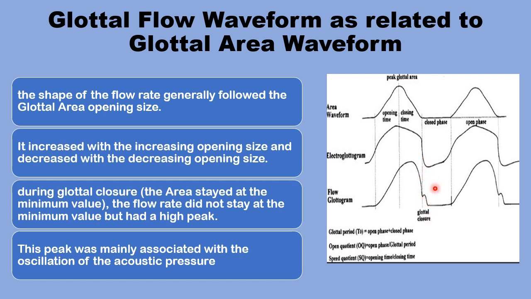So there are some obvious similarities, but there are also some interesting differences. You could see two of them here, the shift of the peak of the glottal flow to the right in relation to the peak of the glottal area waveform, and this peak in here during the glottal closure: the area stayed at the minimum value, but the flow rate did not stay at the minimum value, but rather has this peak. These differences are mainly related to the acoustic coupling, the interaction between the voice as the source and the vocal tract as the filter. This non-linearity and the relation between the source and the filter can explain some of the differences between the glottal flow and the glottal area.